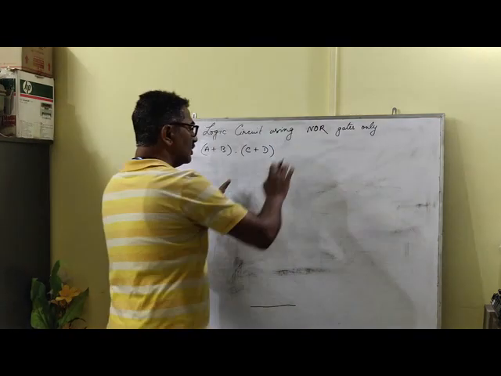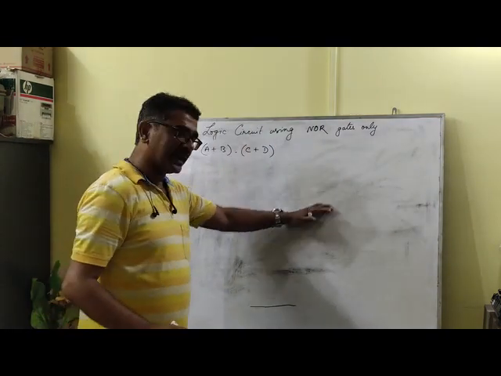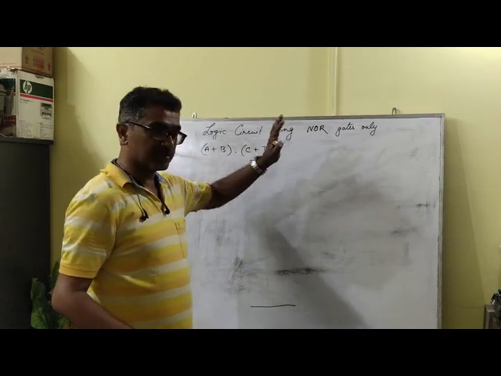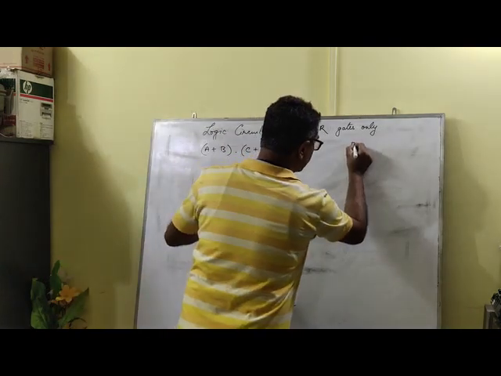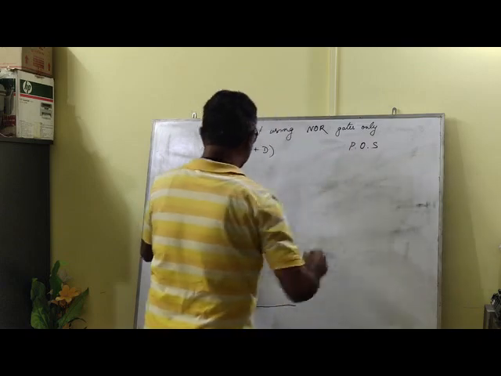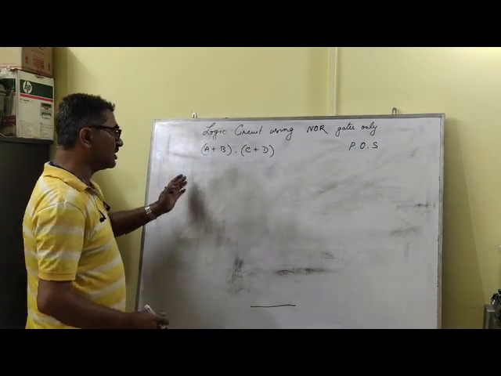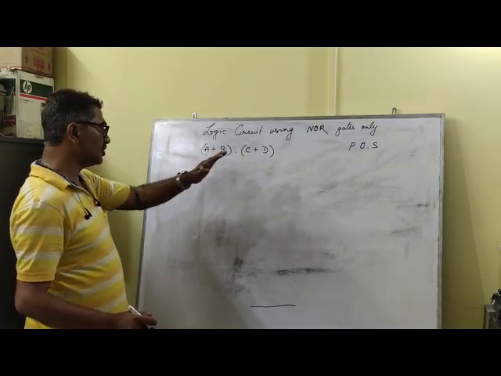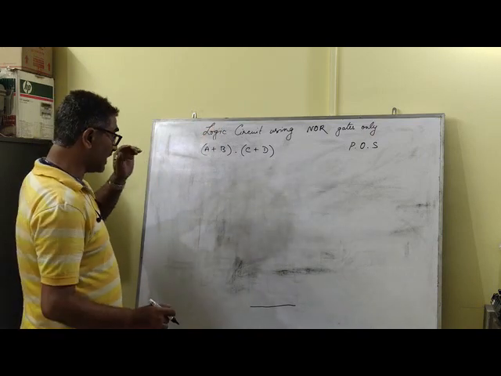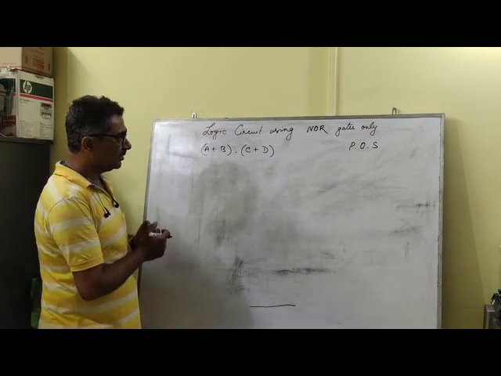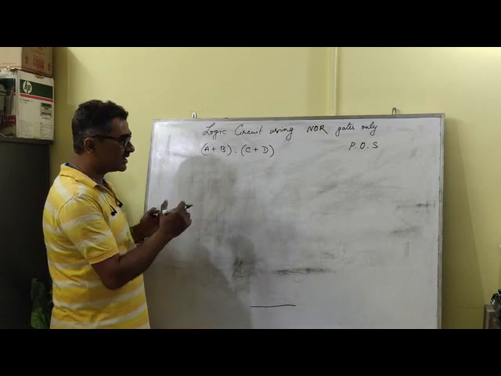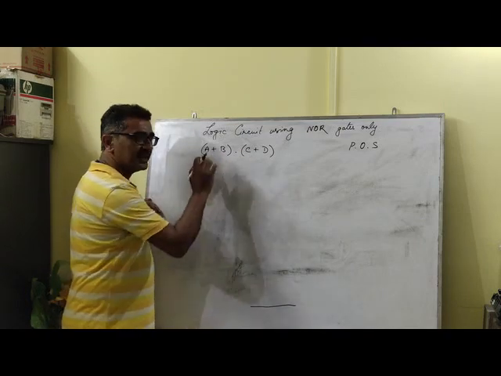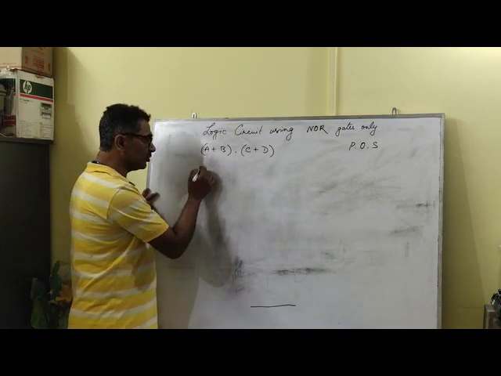Remember, it's easier to draw the entire logic circuit using NOR gates provided the expression is in product of sum form. Since this is in product of sum form, we are going to draw it using NOR gates only. Now, before learning how to do this, first of all, we need to understand why we can draw every gate using NOR gates. So the same rule holds true even out here.